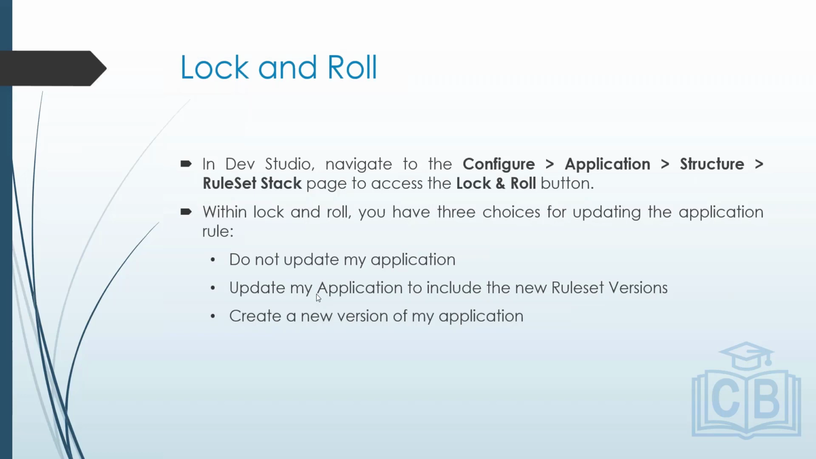Do not update my application. Update the application to include the new rule set. The third one is create a new version of the application. We'll be practically implementing all of these three today, so no worries. Before that, let's try to understand how this lock and roll works, and then we'll jump back to the implementation part.